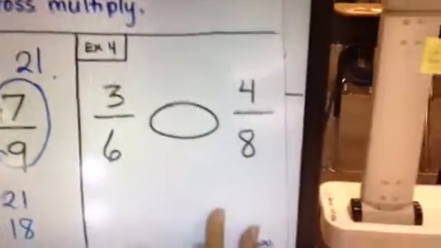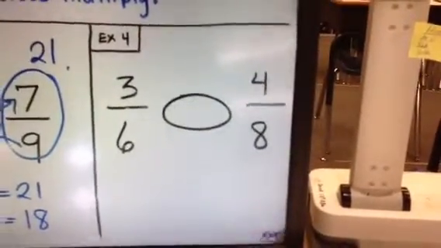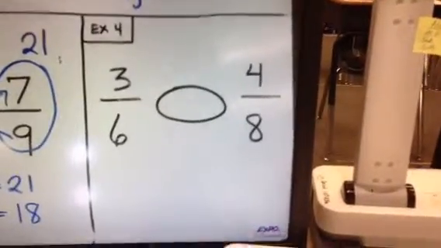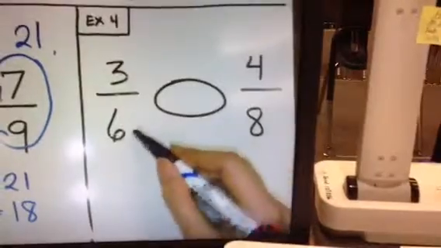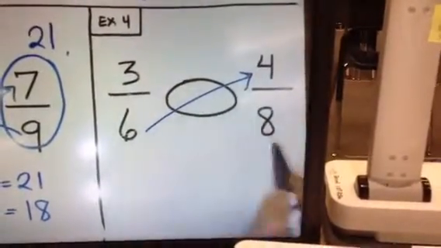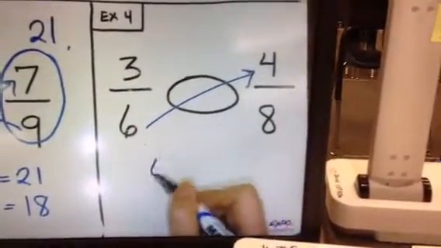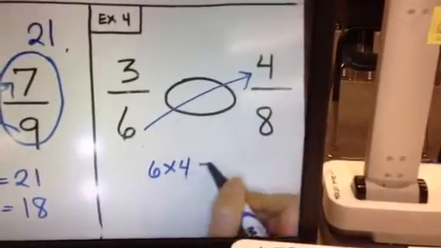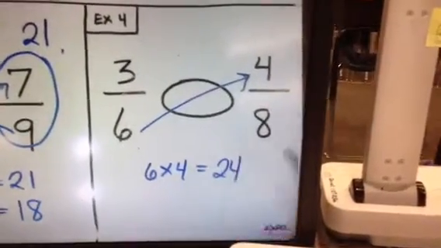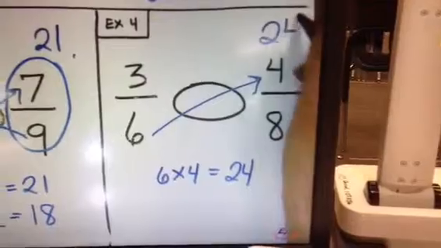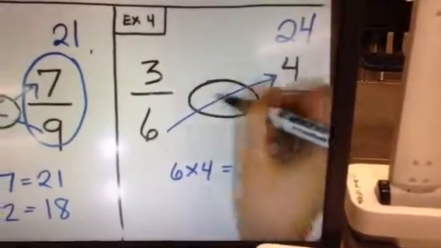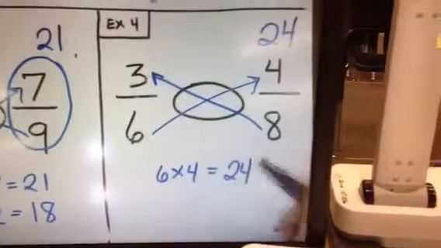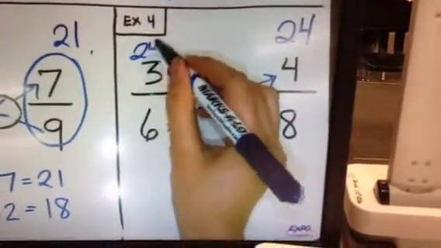For example 4, we're going to cross multiply again because the denominators are not the same. So you're going to do 6 times 4. It doesn't matter which side you start with. So 6 times 4 equals 24. I'm just going to put the 24 up here to remind me that that equals 24. And then 3 times 8. 3 times 8 is also 24.